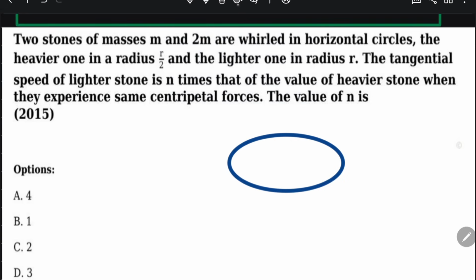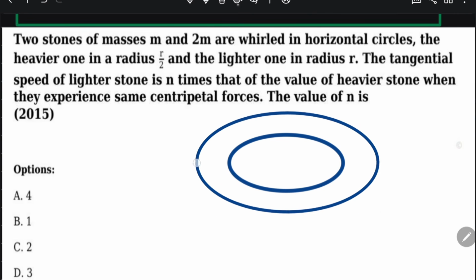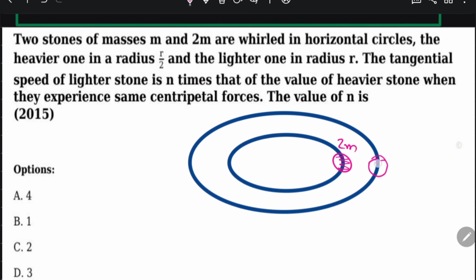Two stones of masses m and 2m are laid on a horizontal circle. The heavier mass is 2m, and the smaller mass is m. The heavier stone has a radius of r by 2, and the lighter one has a radius of r.